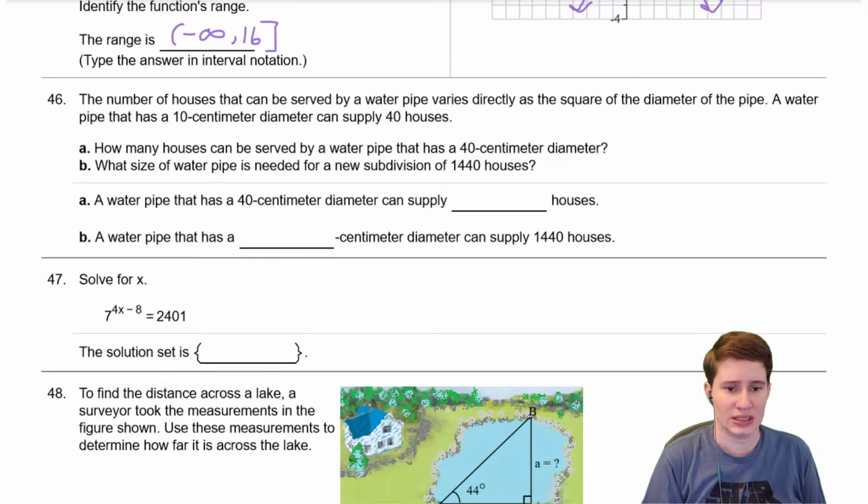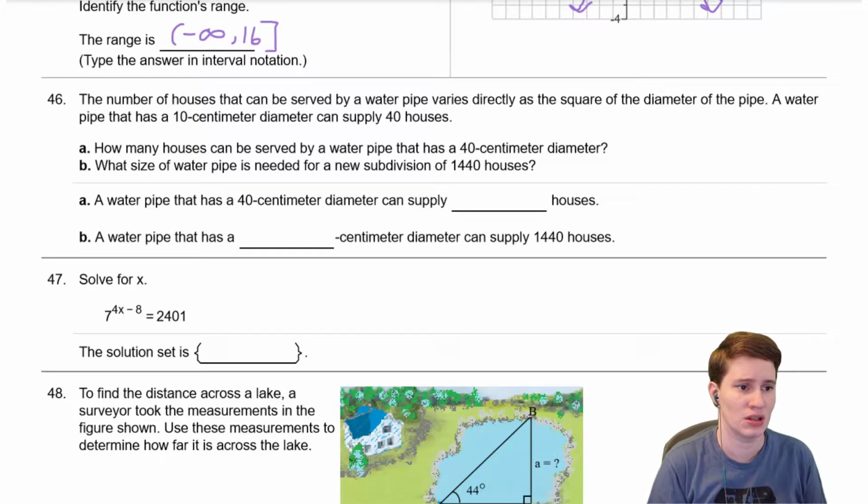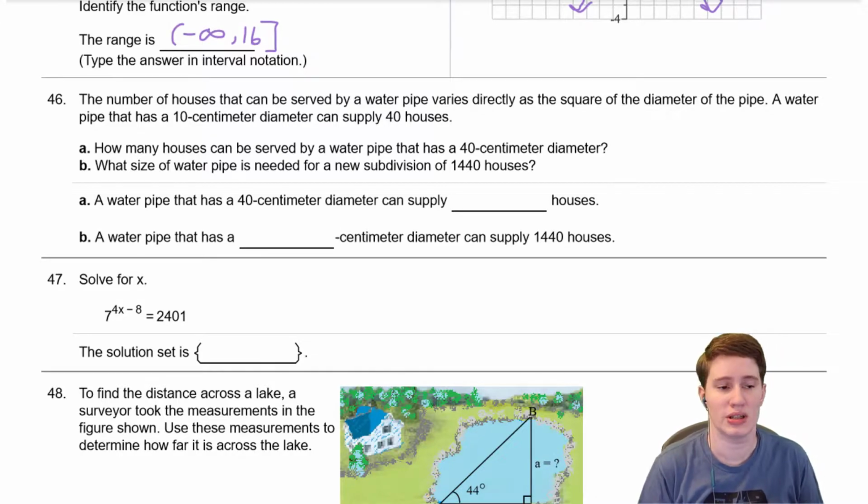Okay, varies directly is in this next word problem, and so we want to set up an equation that works for this. So when something varies directly, the opposite of that is varying indirectly. And so varying directly means that when we write this, we won't have a fraction, whereas when we vary indirectly, we would put a fraction.